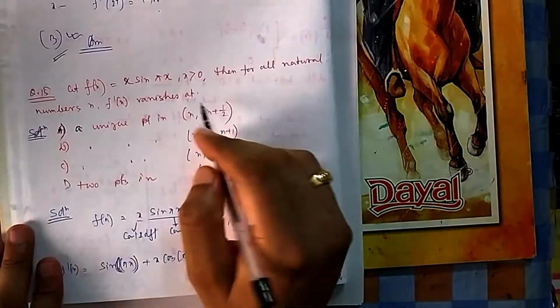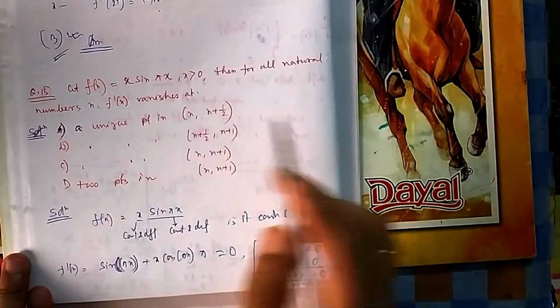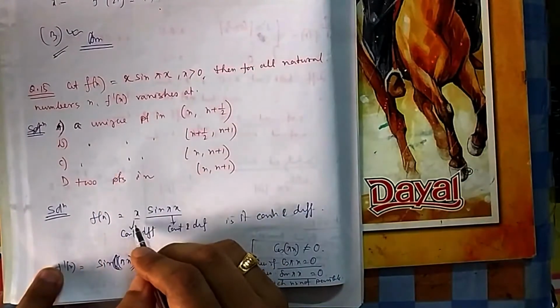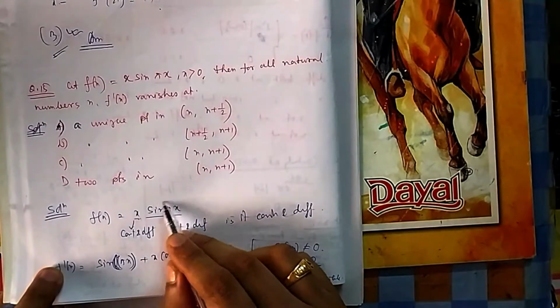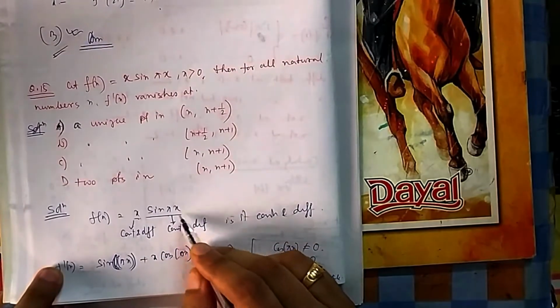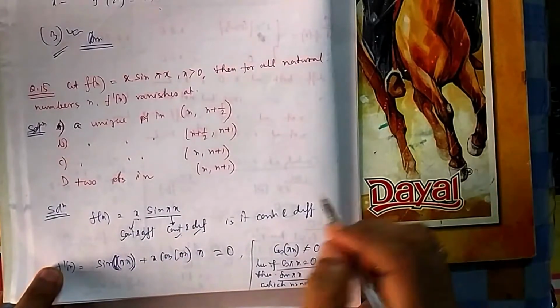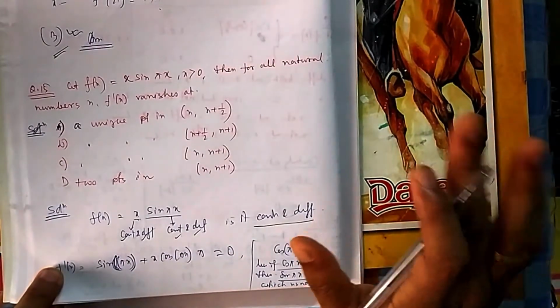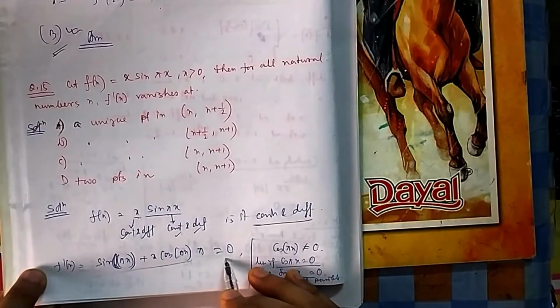Now if you come to question 15, this is the function that is given. For all natural numbers x, f dash x vanishes at. So if you see your f(x), this is x into sin pi by x. This is a constant and differentiable. This is a trigonometric function and it is differentiable. That means it is continuous and differentiable. This is also continuous and differentiable. So the product is also continuous and differentiable. Now they are asking where it is vanishing. Vanishing means where it is becoming 0.